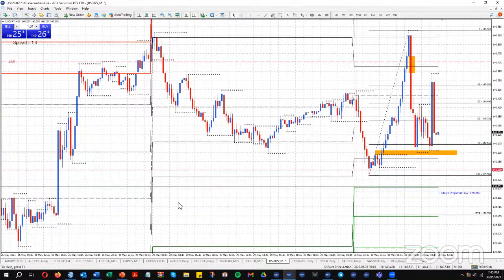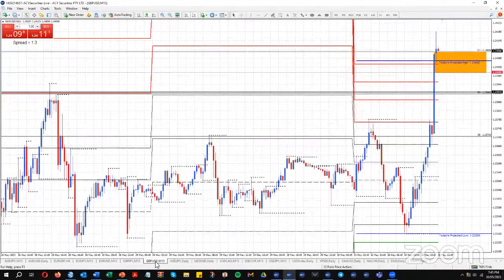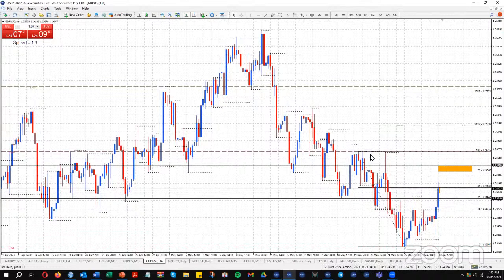All right, finally, let's have a look at gold. Before we go into gold, let's have a look at the pound again. I mean, this could be the high of the week. Often, the range of last week, high to low, we come up to the 62 or the 79% level. We're rejecting the 62 level at the moment.